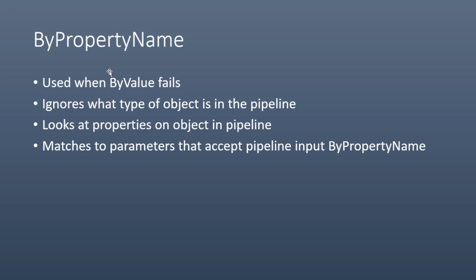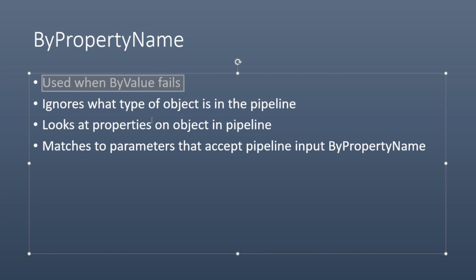This happens quite a lot. Not every parameter on every cmdlet is going to accept every type of object coming from the pipeline. So when by value fails, PowerShell changes over to something called by property name. This is used when the by value system fails. With by property name, we're ignoring what type of object is in the pipeline. I don't care if it's an integer or a service controller or a string or an AD computer object. I just don't care about that.